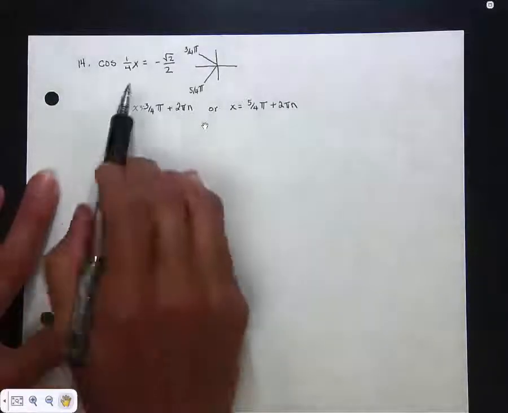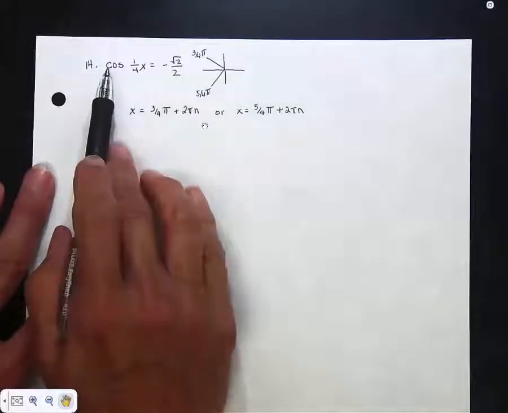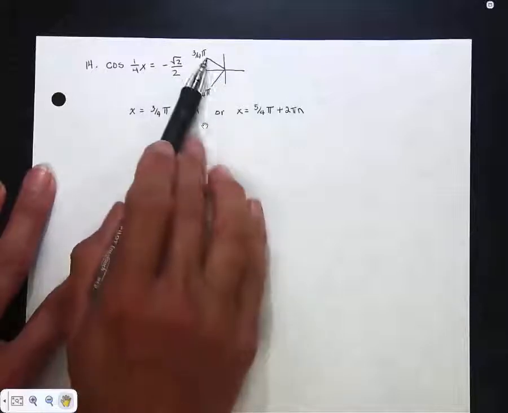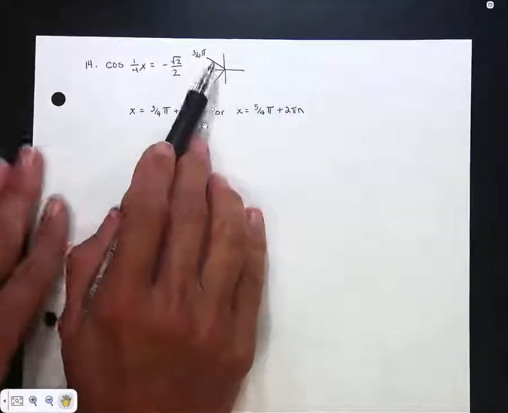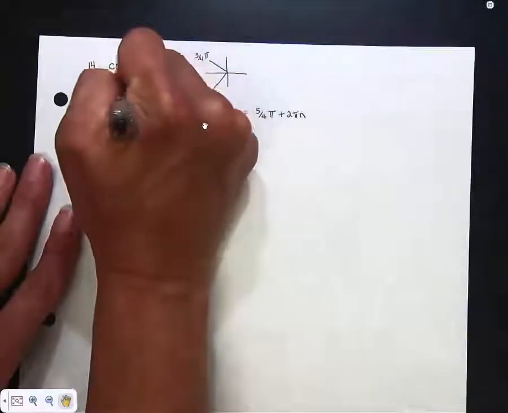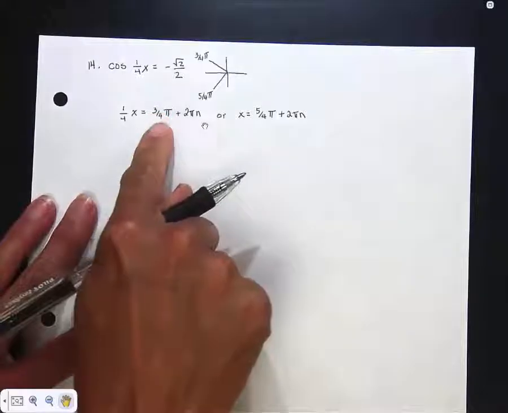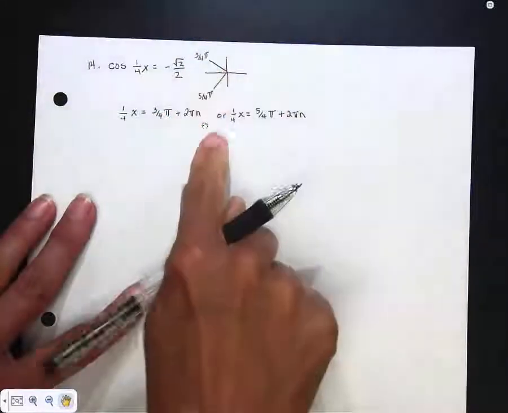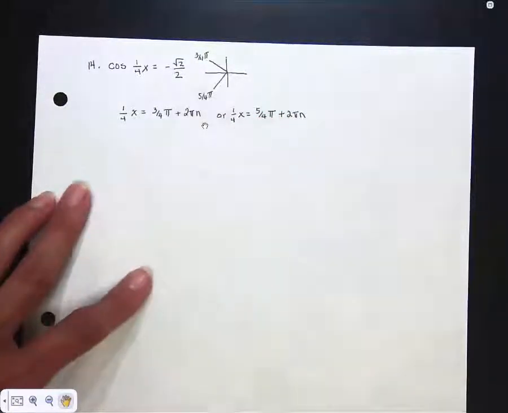The thing is, this wasn't just cosine x. This is cosine 1/4 x. So these two solutions here are the angles which a quarter of those angles is 3/4 pi plus 2 pi n, or a quarter of those angles gives you 5/4 pi plus 2 pi n.